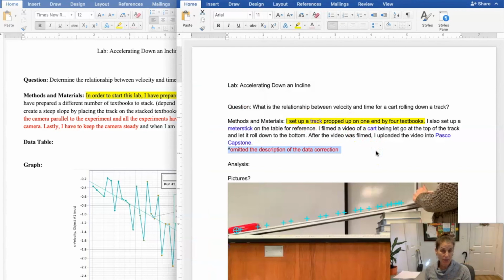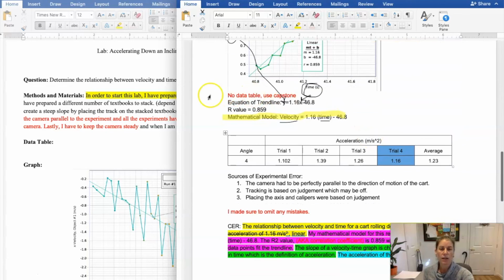The next step for them is going to be, why did they change it? So why did I omit the description of the data correction? Why did I use Capstone instead of a data table? So that's the next stage in improving this particular lab.